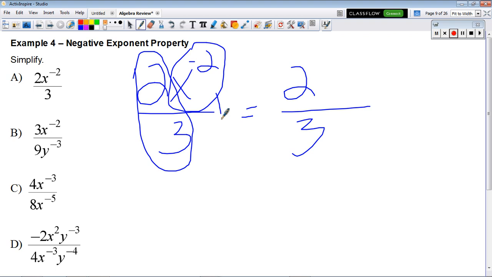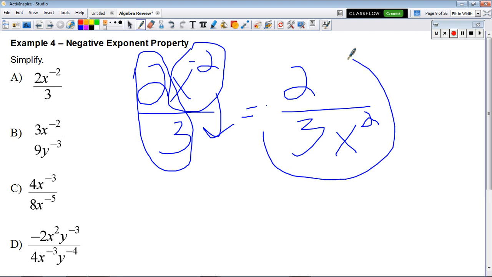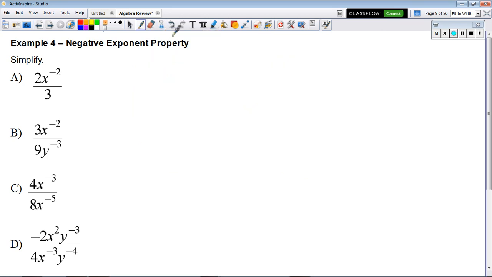However, this x to the negative 2, I'm going to put that on the bottom of the fraction, and when I switch the side of the fraction, I also switch the sign of the exponent. So 2x to the negative 2 over 3 really becomes 2 over 3x squared. So that was part A there. So for part B, same kind of thing.